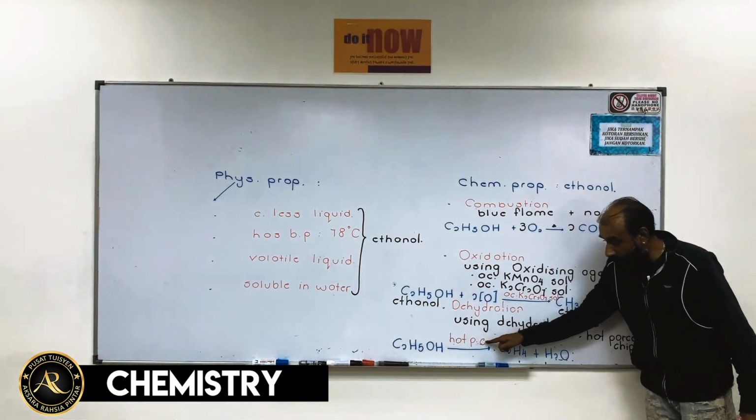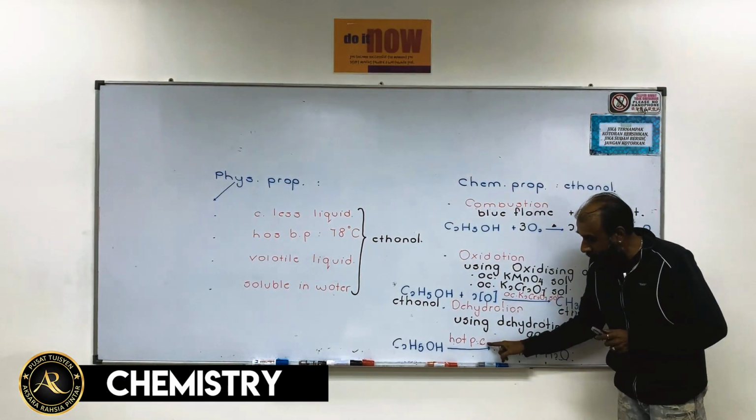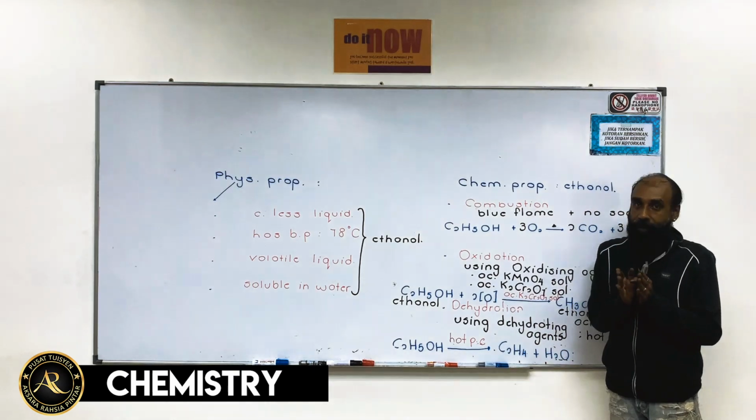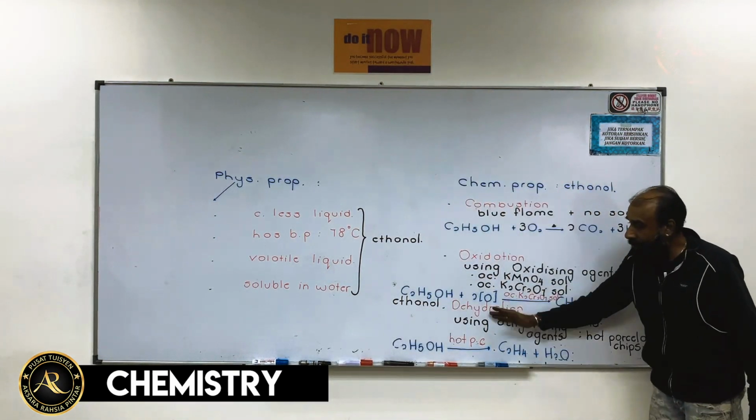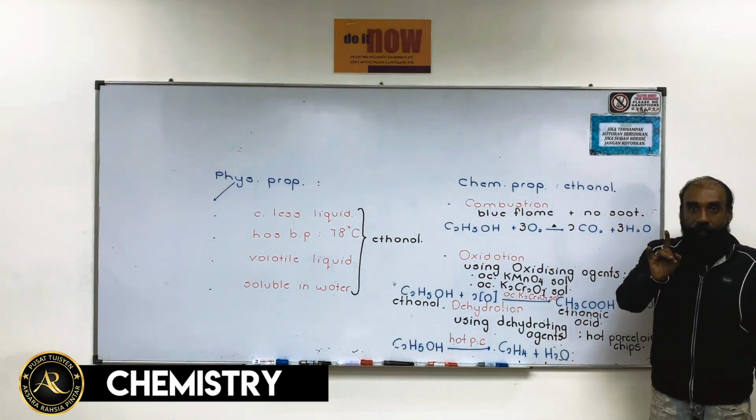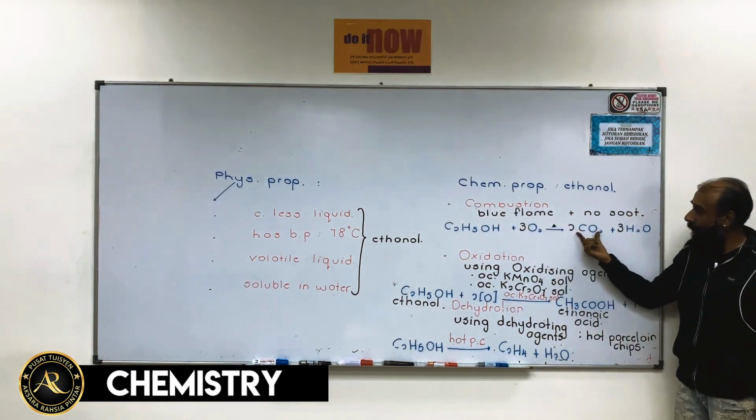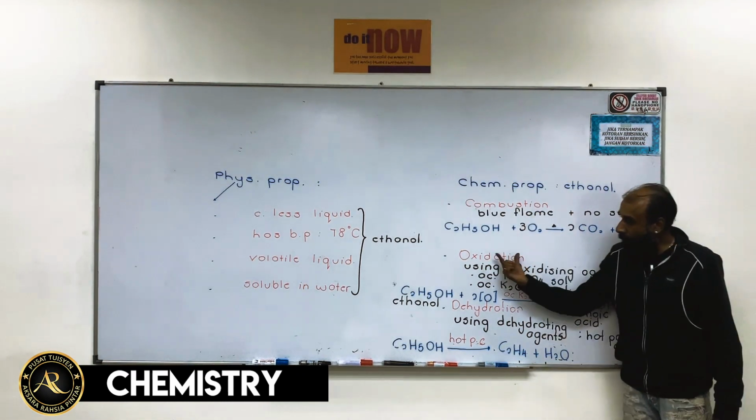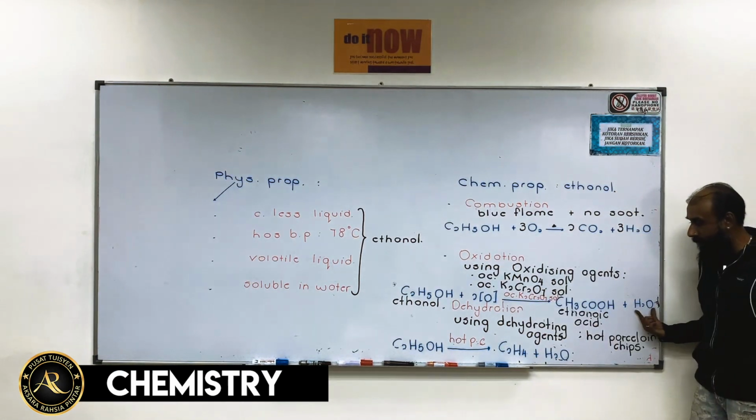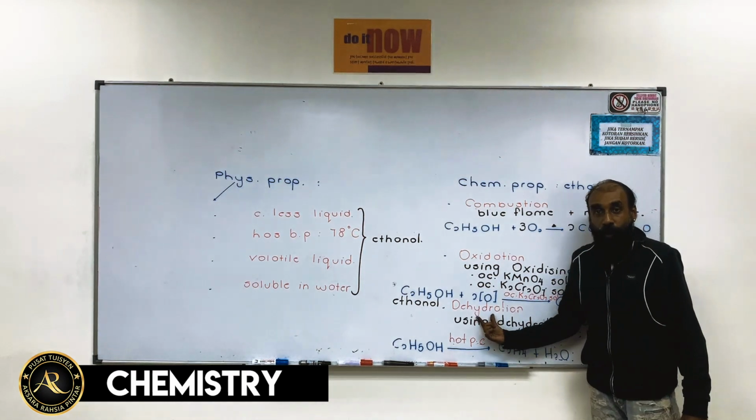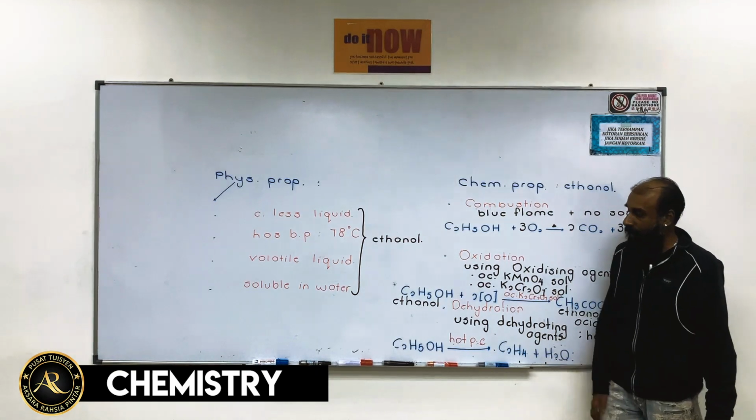I wrote this in short form. Remember to write this in complete words in your exercises. Now, a technique to remember it easily: combustion of alcohol produces carbon dioxide and water. Oxidation of alcohol will produce carboxylic acid and water. When I do dehydration of alcohol, I will get alkene and water.